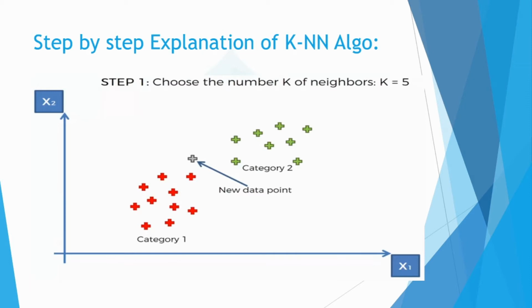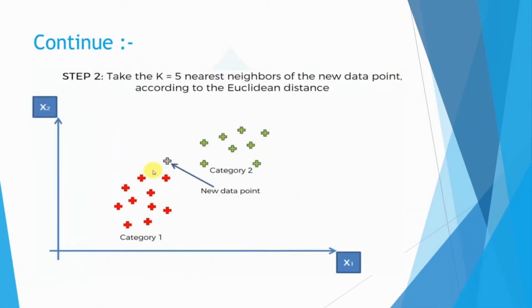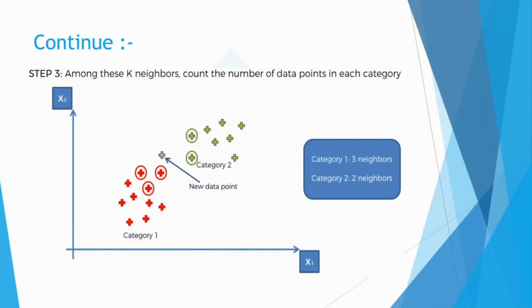The first step is to choose the number k of neighbors, which means we have to choose the k neighbors of this new data point, and the default value for this is 5. You can choose any value you like, but the default value which is used is 5. Now we go to step 2. We have to choose these 5 points with the help of Euclidean distance. The 5 points closest to this new data point by Euclidean distance are its 5 neighbors. Now in step 3, among these k neighbors, count the number of data points in each category.